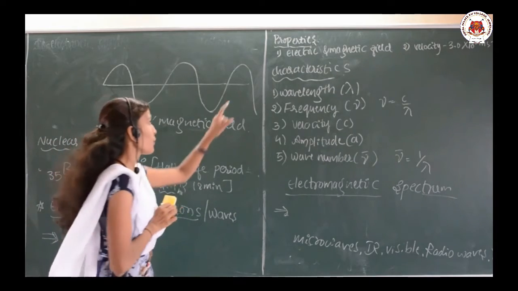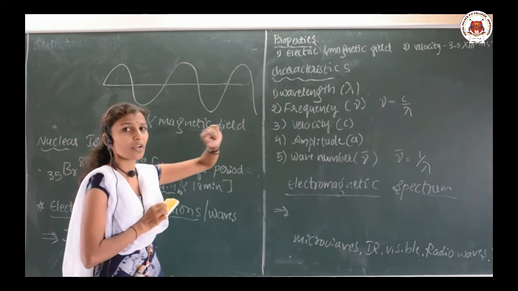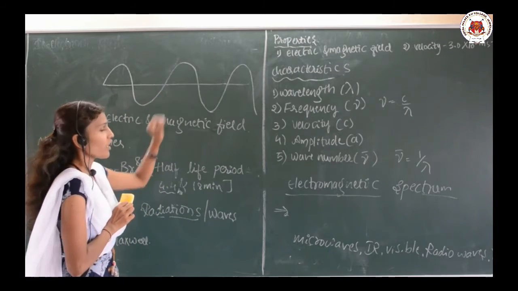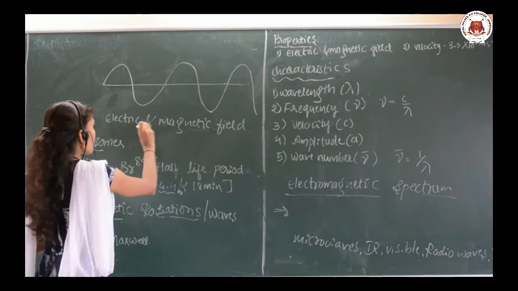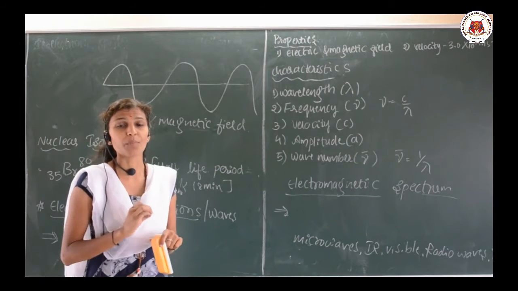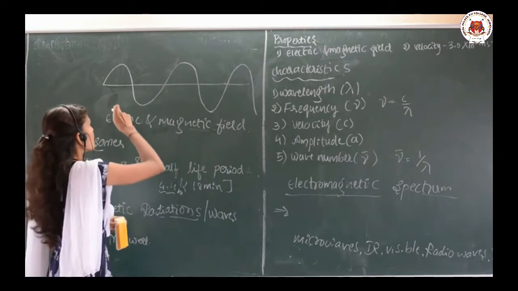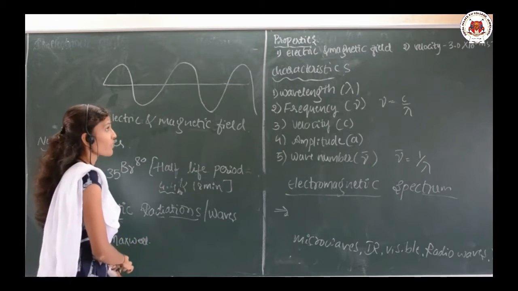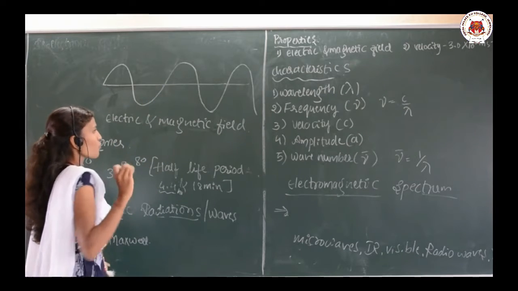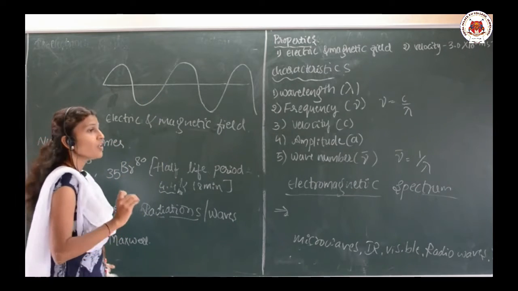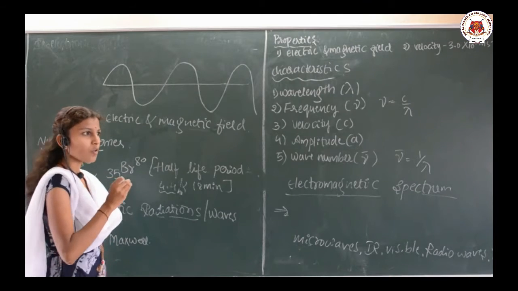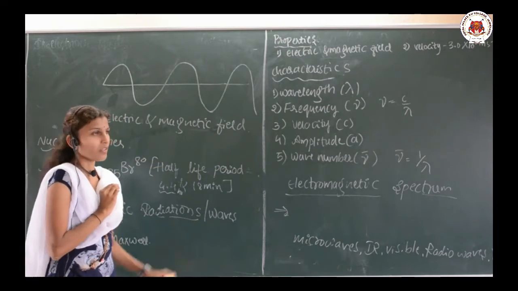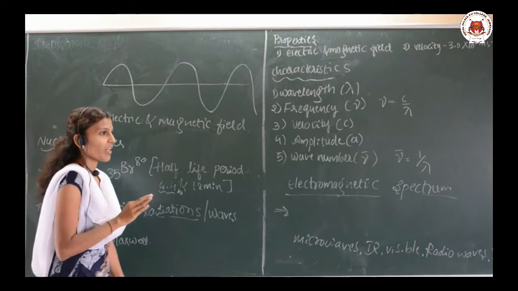Okay, let us go for the properties of electromagnetic radiations. The first property is that the electromagnetic radiation is associated with electric and magnetic fields which are perpendicular to each other, and both are also perpendicular to the direction of propagation of the wave.